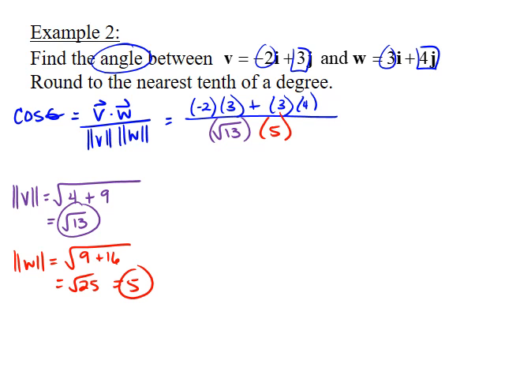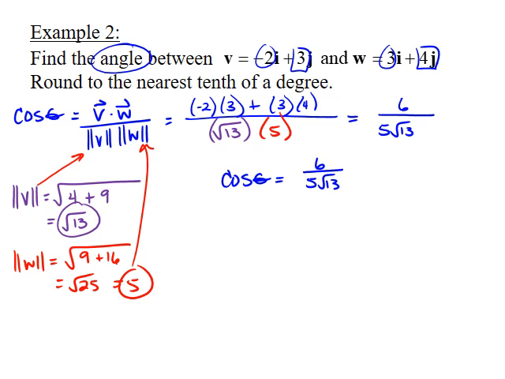Okay, so I have plugged in everything that was needed into the formula. Now I'm just going to use some algebra to simplify. So the dot product is -6 plus 12, which is a positive 6, over 5 root 13. So this becomes cosine of theta is equal to 6 divided by 5 root 13. To solve for theta, I need to take cos inverse of both sides. So theta is equal to cos inverse of 6 divided by 5 root 13.